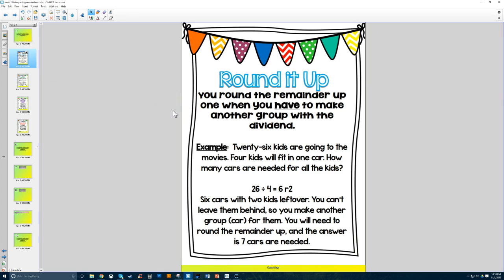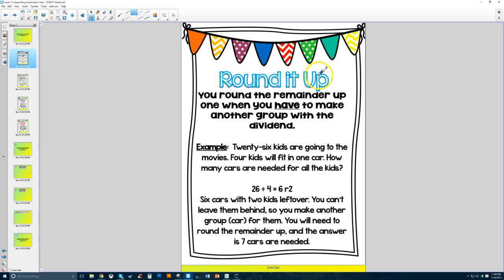Alright, in this video, we're going to talk about how to interpret remainders. There are three different ways that we can interpret remainders, anyways, three big ways, which is round it, share it, or drop it. And these are some posters that will help you to understand the difference between all three.